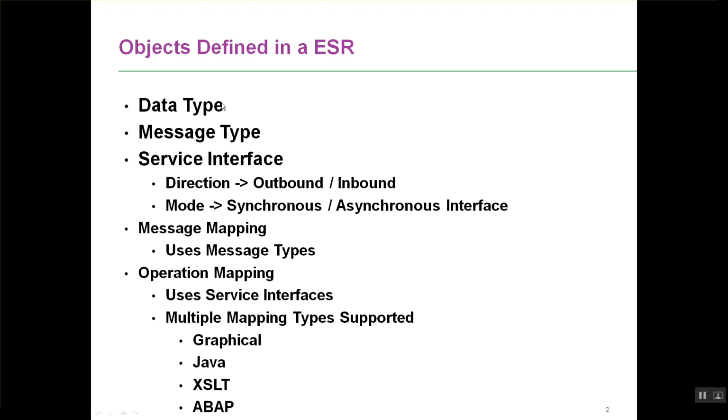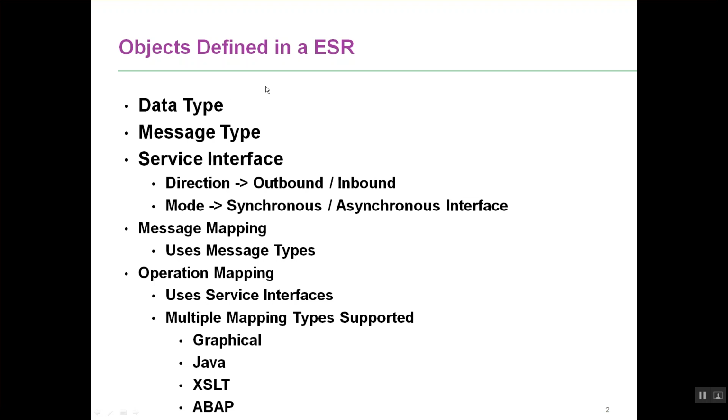We will look at this in detail, but at this point, it suffices to say that a data type is the definition of the structure of the message that you're going to be exchanging. A message type is an encapsulation of the data type. So a message type uses a data type. There's nothing much to it except that a message type is an encapsulation of the data type. A service interface, remember we just touched upon that in the previous slide, is of critical importance here. A service interface has a direction, whether it is an outbound service interface or an inbound service interface. A service interface has a mode, whether it is a synchronous interface or an asynchronous interface.